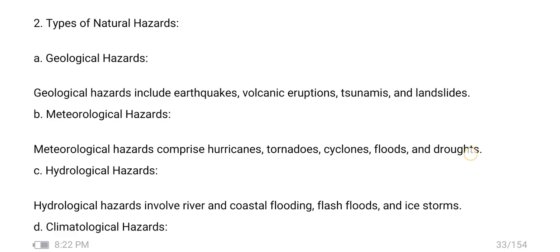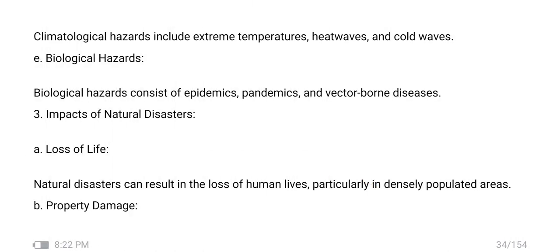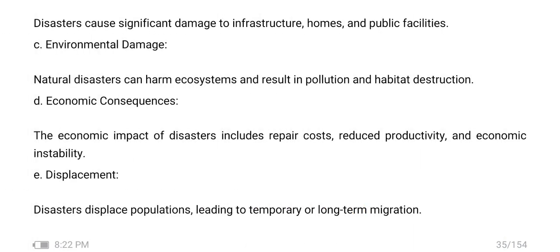Then climatological hazards. Climatological hazards include extreme temperature, heat waves, and cold waves. And biological hazards consist of epidemics, pandemics, and vector-borne diseases. Then impacts of natural disasters: loss of human lives, particularly in densely populated areas. Then property damage. Disasters cause significant damage to infrastructure, homes, and public facilities.